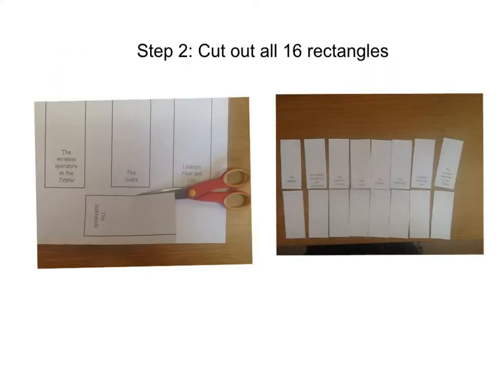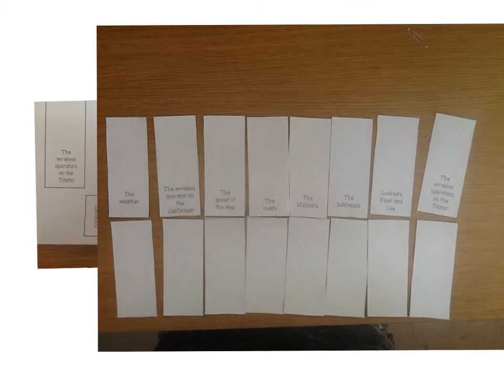The next thing that you're going to do is cut out all 16 rectangles. So the 4 rectangles on this sheet and the 4 rectangles on the other sheet that looks like this, and then all 8 of the blank rectangles, so you will have a total of 16 rectangles that looks like this when you are finished.